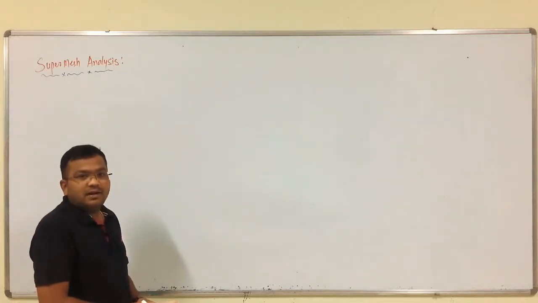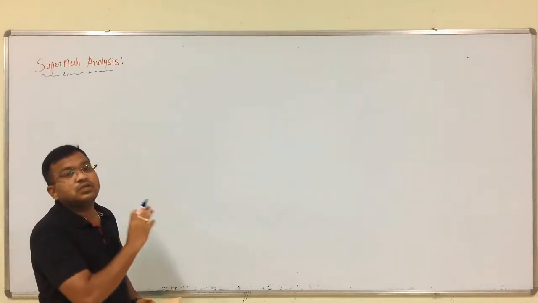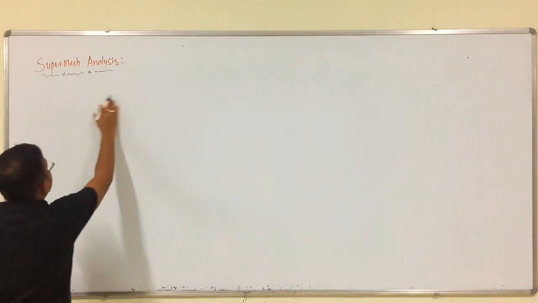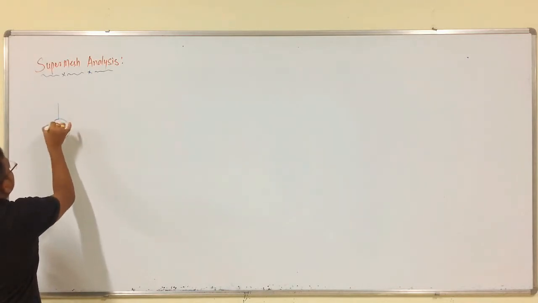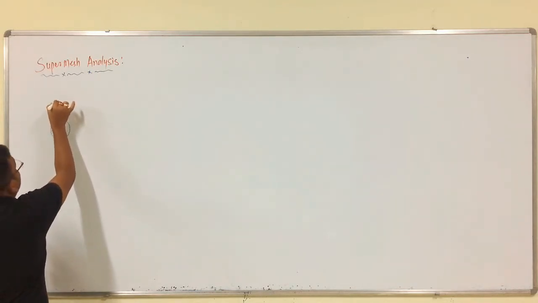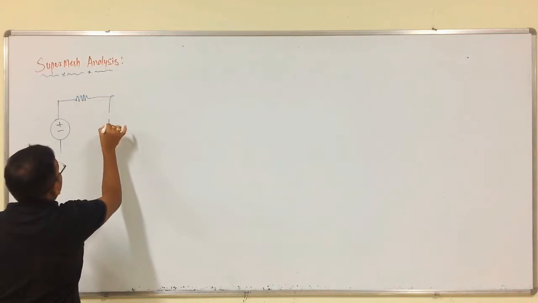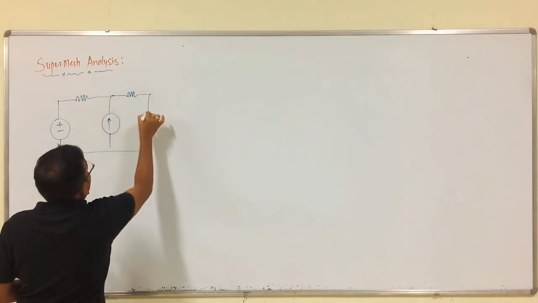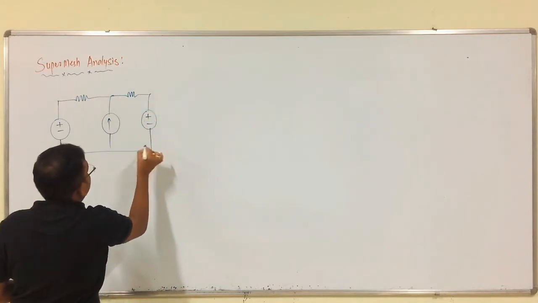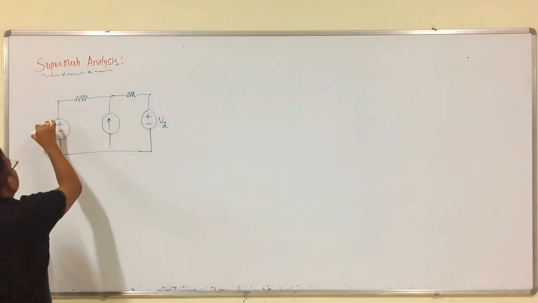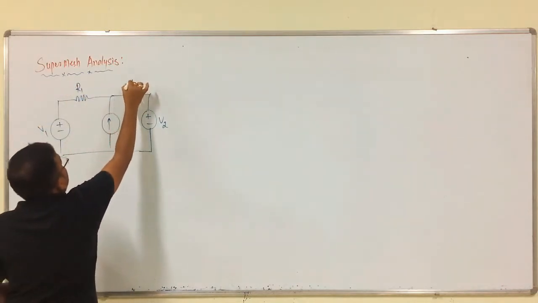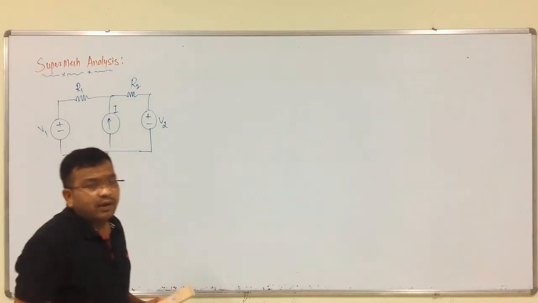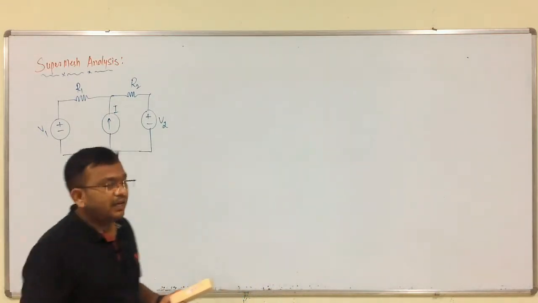Hello everyone, now we have to discuss the concept of super mesh, okay? Super mesh analysis. For that, here I am going to consider a simple example. So, this is V2, this is V1, this is R1, this is R2, this is the current source I, right. This is a simple 2 loop circuit. Here I am considering only a simple 2 loop circuit.